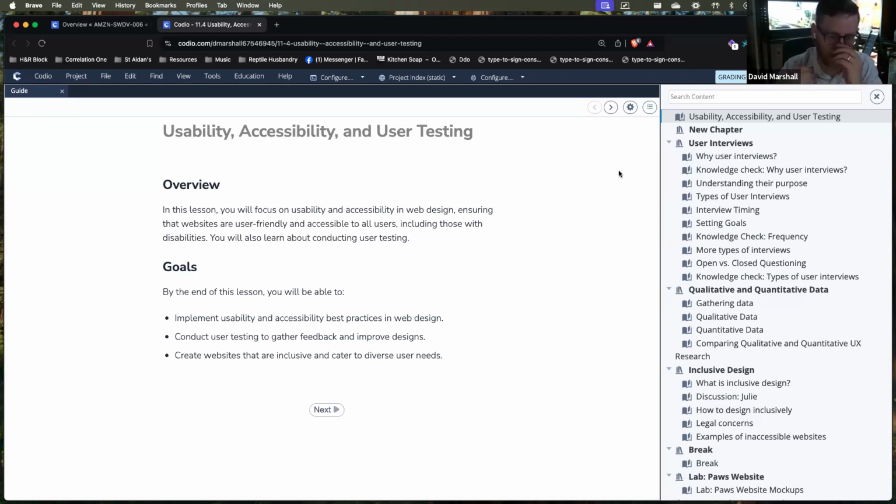By the end of this lesson, we should be able to understand how to implement usability and accessibility best practices in web design, conduct user testing to gather feedback and improve designs, and also understand how to create websites that are inclusive and cater to diverse user needs.